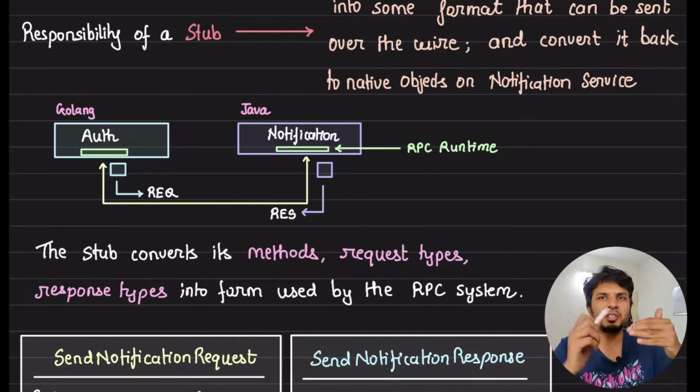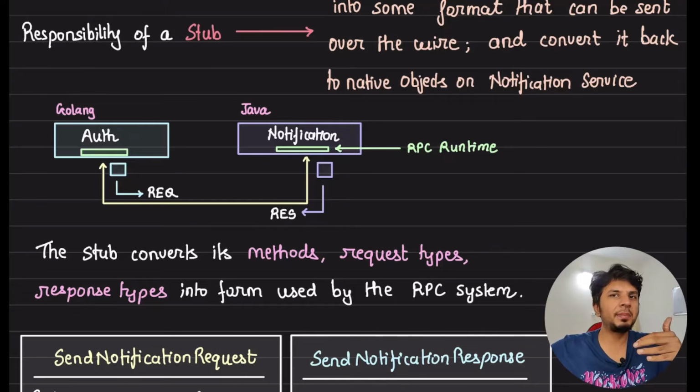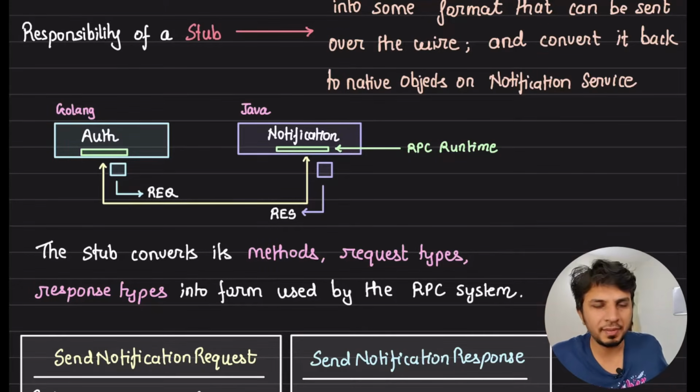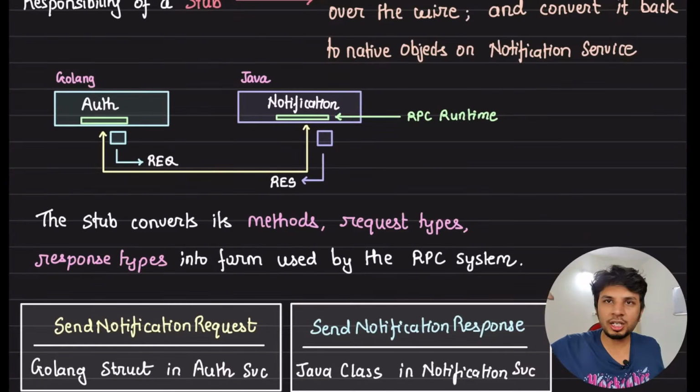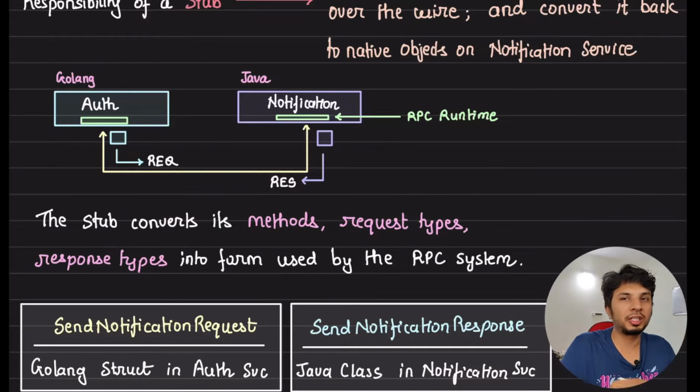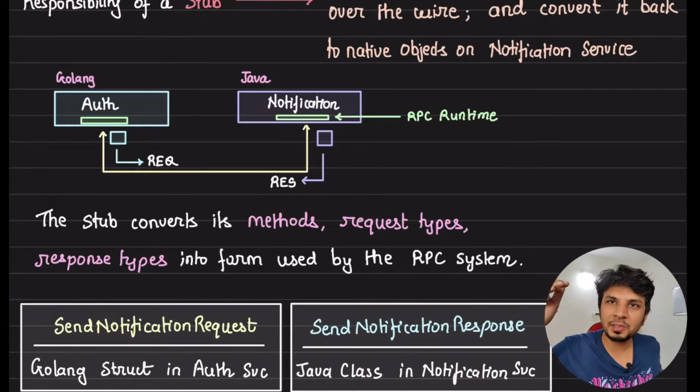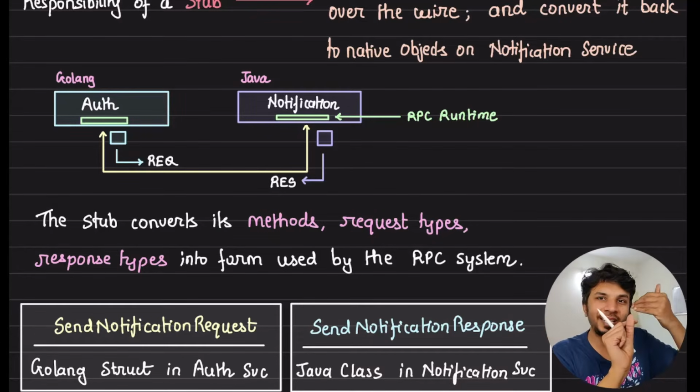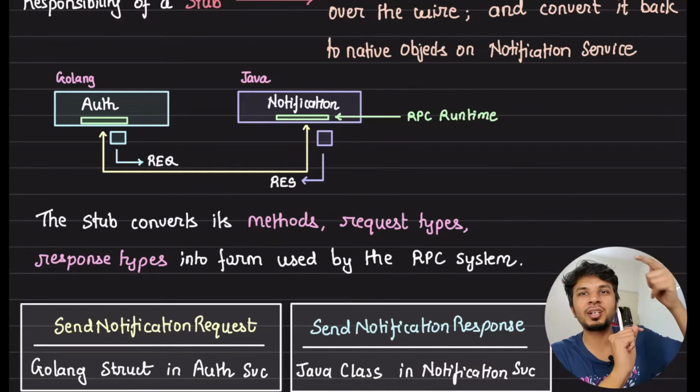Right, now the notification service may invoke a third-party API to send the email notification or whatnot. We'll not go into that, but assume that the notification service is doing its part well. Once it has triggered that OTP, it would create the response and send it back to the authentication service. But how? It would create the response, go to the stub, which would marshal it into a format and send it, so that the stub in the authentication service understands it, and then it would convert it back.